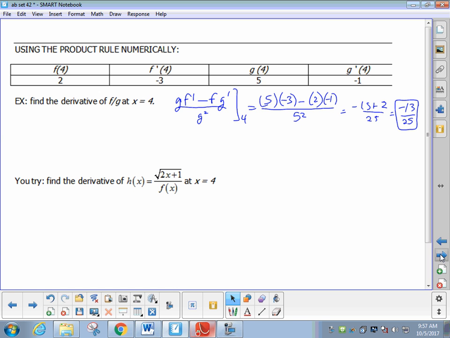Find h prime given that same table. This would be a commonly missed AP multiple choice. But not like this. Again, be careful of the chain rule there.